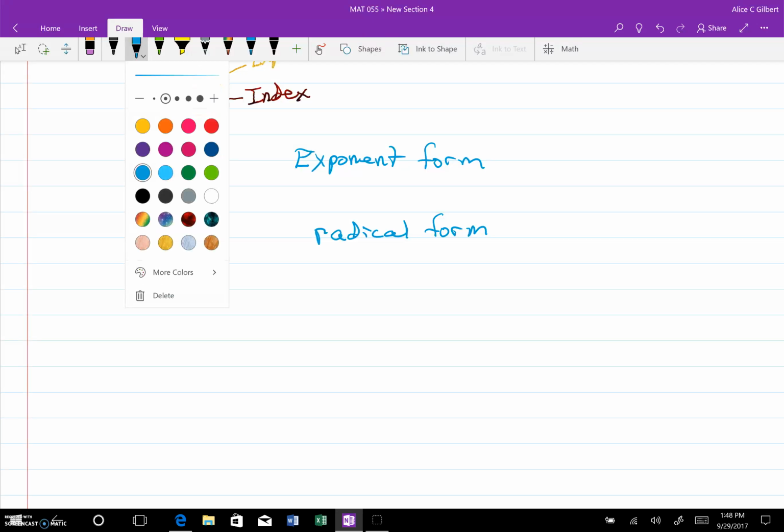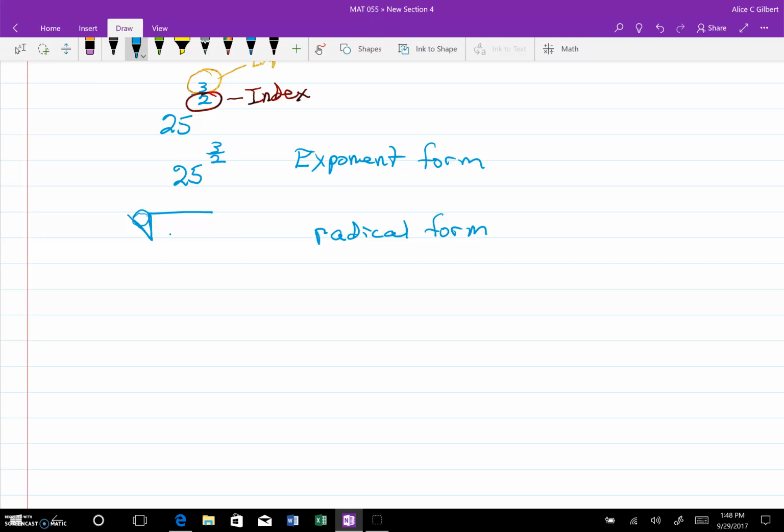Okay, 25 to the 3rd. Well, now I'm going to take what's inside the parentheses. What is the square root of 25? Well, that's 5. And I still have to the 3rd on the outside. And so that 5 to the 3rd is 5 times 5 times 5. 5 times 5 is 25 times 5 is 125.